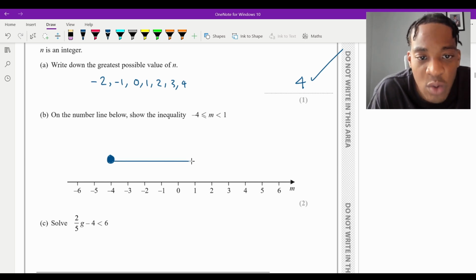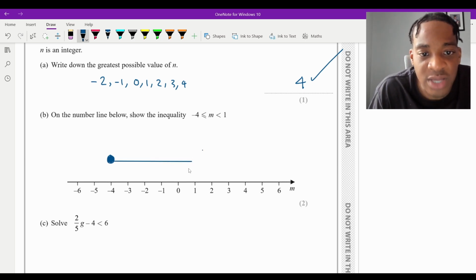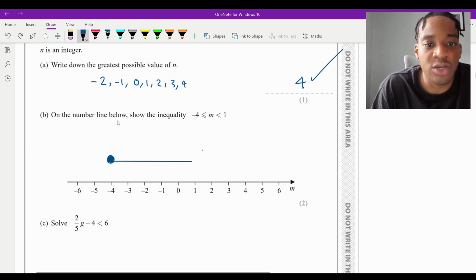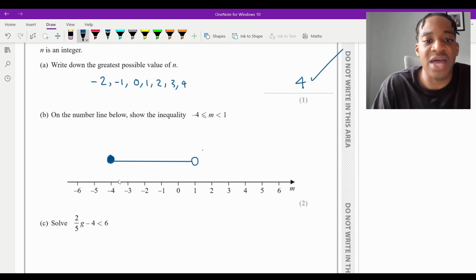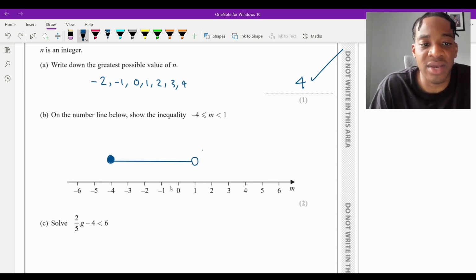This closed circle means that we are including -4, and then we're going to do it all the way to 1. So I'm going to draw a line like this. I'm going to go all the way to 1, which would be around here. And then as we can see, 1 isn't included because there's no line there. So I'm going to just draw an open circle there, like that. And this is our answer. This tells us that m can be -4 at its lowest, or it can just be less than 1, not including 1.